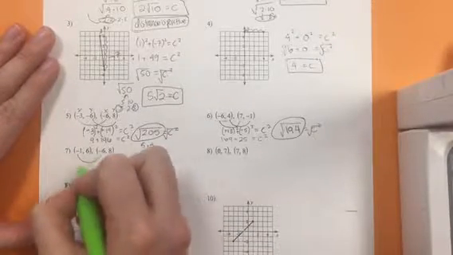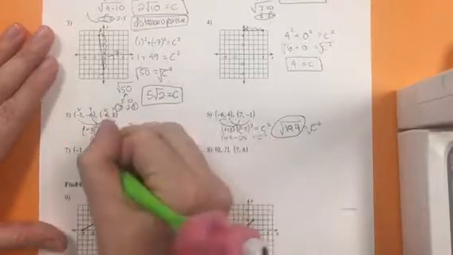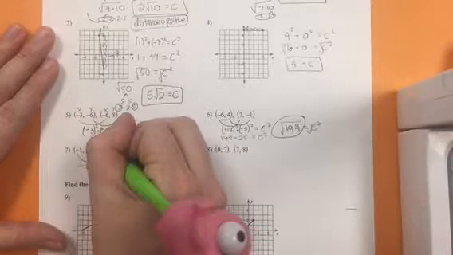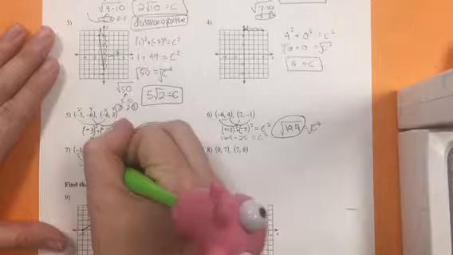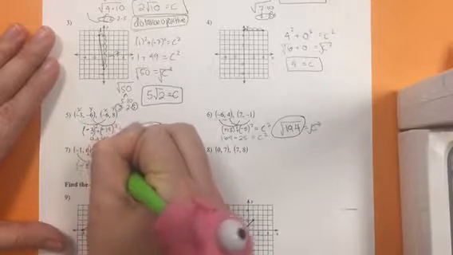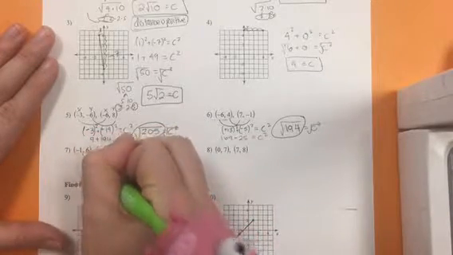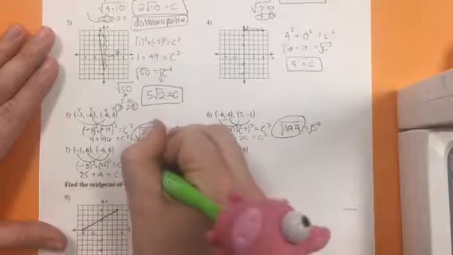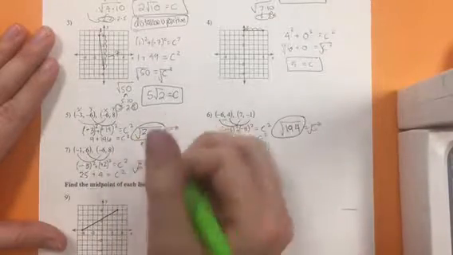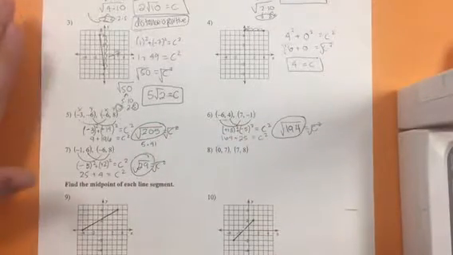-1 to -6, we subtract 5. From 6 to 8, we're going to add 2. Squared plus squared equals c squared. 25 plus 4 equals c squared. 29 equals c squared. Square root to get rid of that power. The square root of 29 cannot be reduced, so it stays square root of 29.